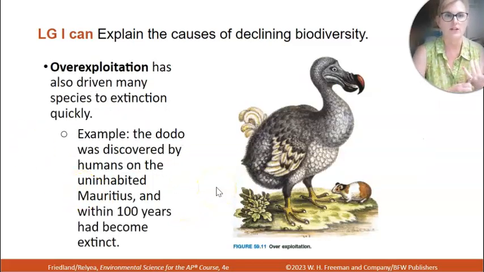Then overexploitation: we've driven many species to extinction. For example, here's the dodo bird that was on the island of Mauritius, and 100 years ago became extinct just because people hunted and killed it for food.